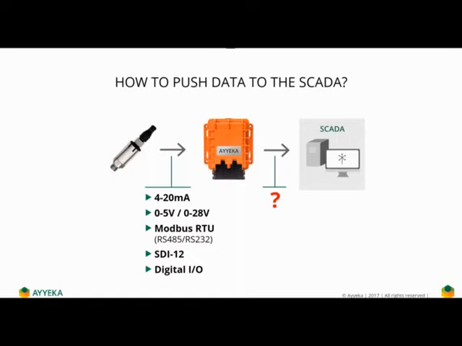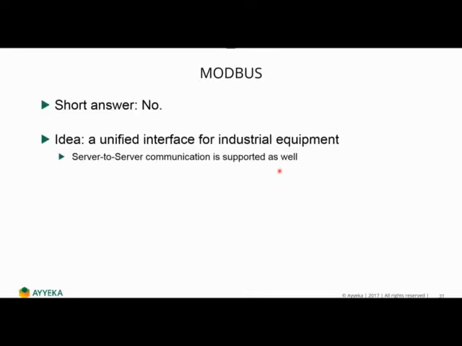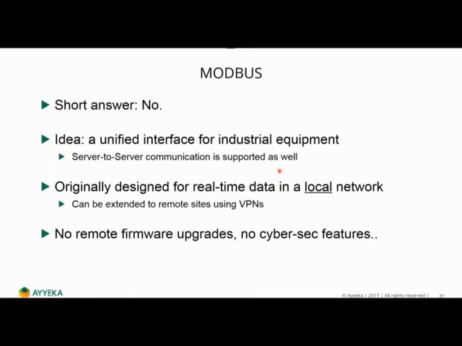And the question is how exactly? So here's one option. One option is Modbus, and the short answer is no. The idea of Modbus basically was to create a unified interface for industrial equipment, and it does that perfectly. Also between different servers, but it was not really designed for large-scale deployments. Modbus was really designed for local networks, whether they're serial cables running across the facility or a TCP/IP network. Still is a local network. You can use Modbus with VPNs, but again, it was not designed for that.